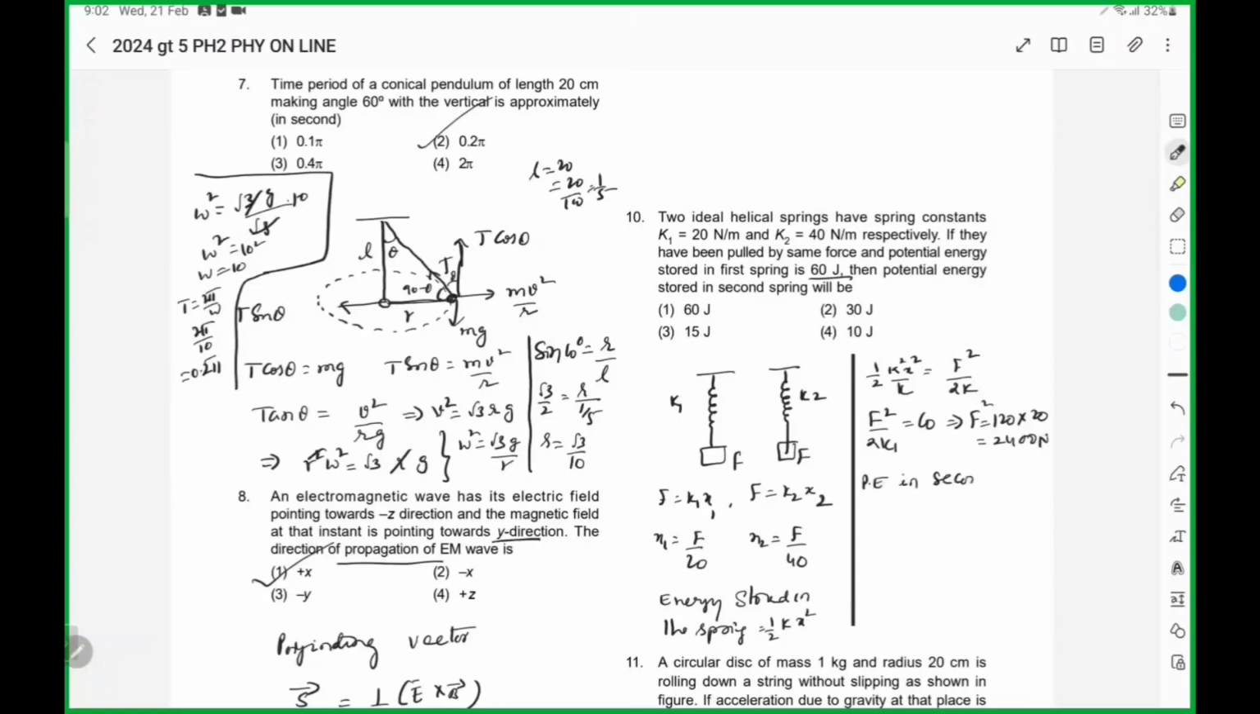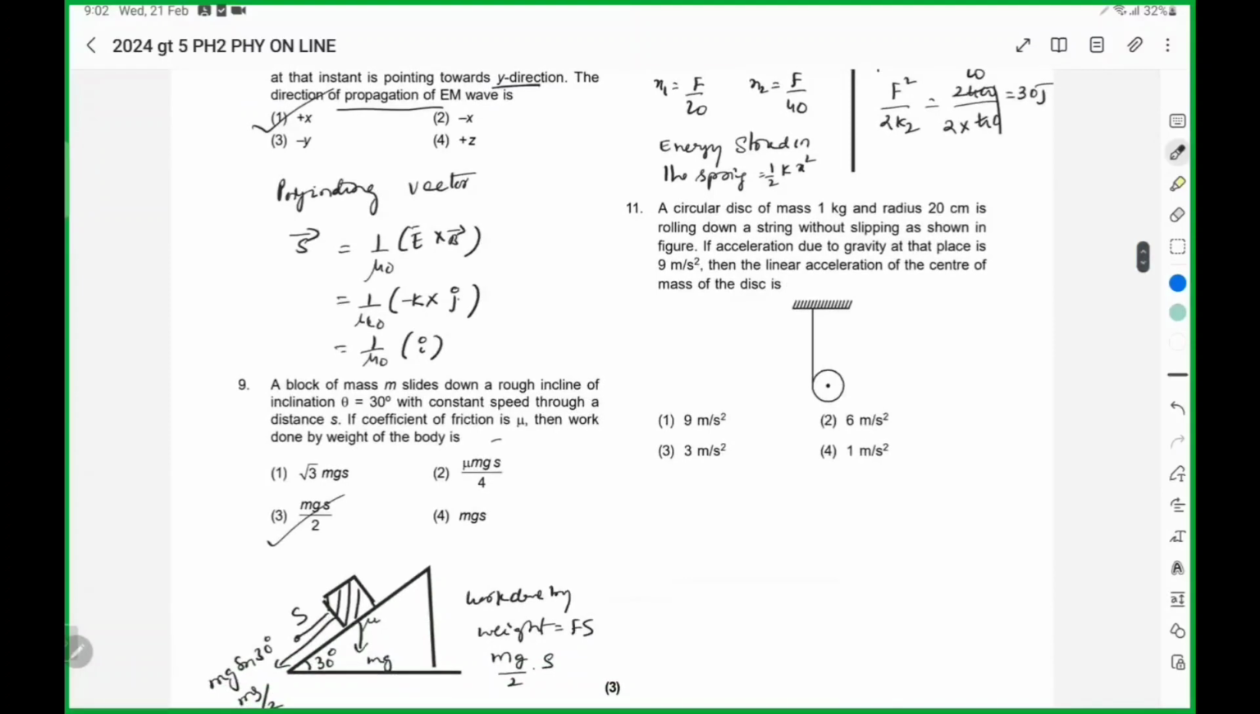So the potential energy stored in the second spring, which is F square by 2K2, 2400 by K2 is 40, which is equal to 30 joules.